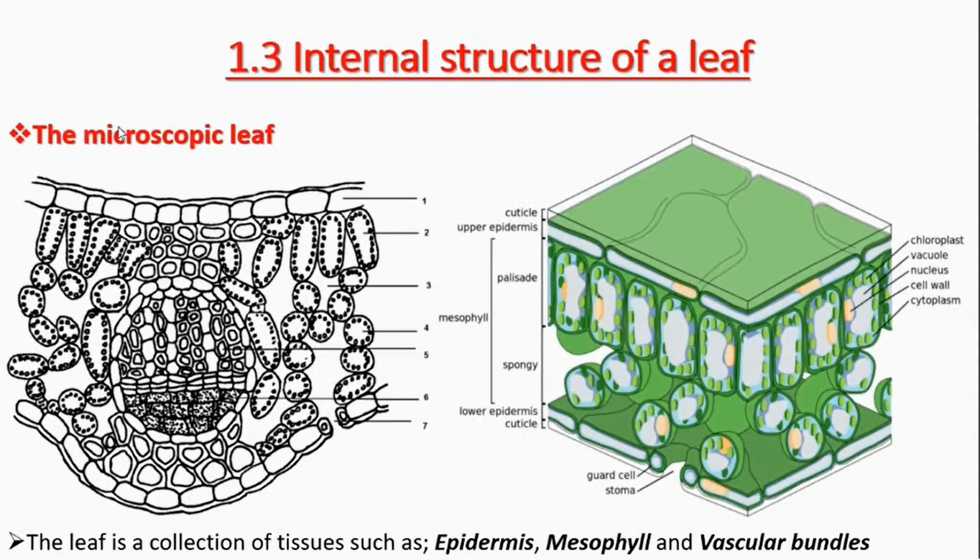So now let us look at the internal leaf, the microscopic leaf, the leaf that we can see through a microscope. So we studied a microscope, we know how a microscope works. So this is what you see when you're looking at a leaf through a microscope. This is the two-dimensional representation, and this is the three-dimensional representation. As you can see, again, we have numbers here.